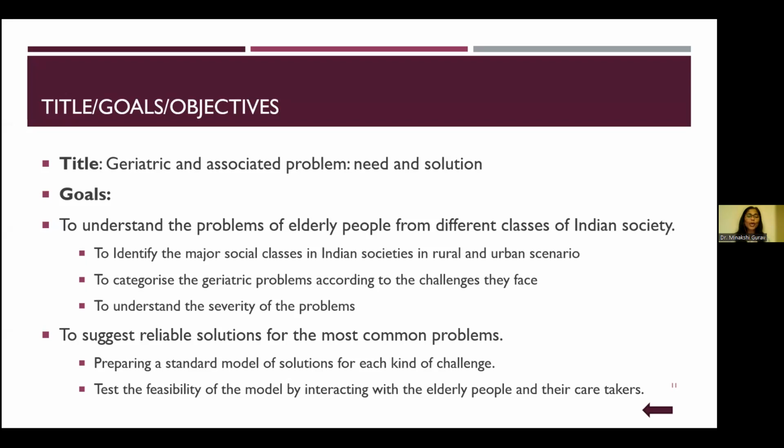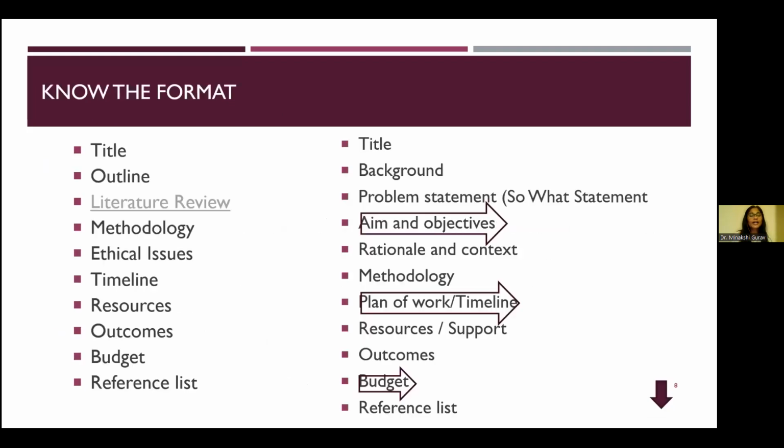And I have framed the objectives. Of course, I have used 2 different ways of framing the objectives. In one way of framing, you use terms like to identify, to categorize, to understand. So these are my milestones. In the other way, you can say preparing, testing the feasibility, and it can be framed like that also. Okay, so here my aims and objectives are framed. The rationale and context all come from your literature review.